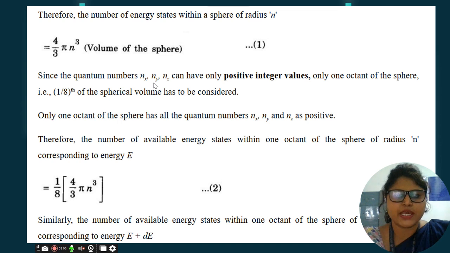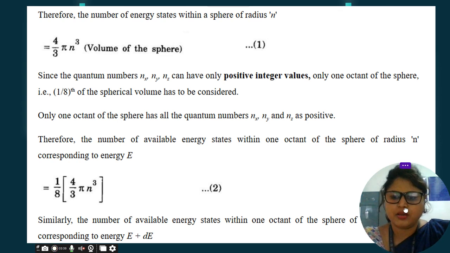Since the quantum numbers nx, ny, and nz can have only positive integers, only one-eighth of the spherical volume has to be considered, because only that one octant of the sphere has nx, ny, and nz as positive integers. Therefore, the number of energy states within one octant of the sphere of radius n corresponding to energy E is given by 1 by 8, 4 by 3, pi n cube.